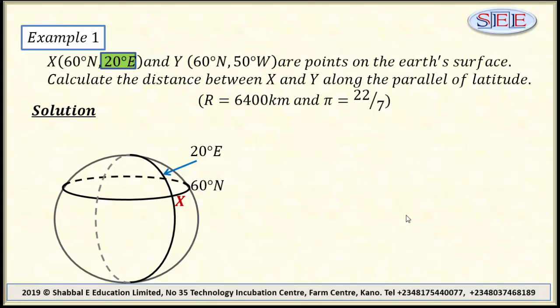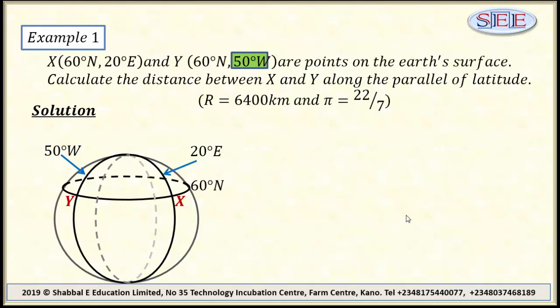I will now move ahead and get the position of Y. Y, apart from latitude 60 degree north, is also on longitude 50 degree west. So I will now draw the longitude 50 degree west. Look at the longitude 50 degree west. Let me draw it. Look at it now. This is 50 degree west longitude, and where the latitude 60 degree north crosses the longitude 50 degree west, that is the point Y.